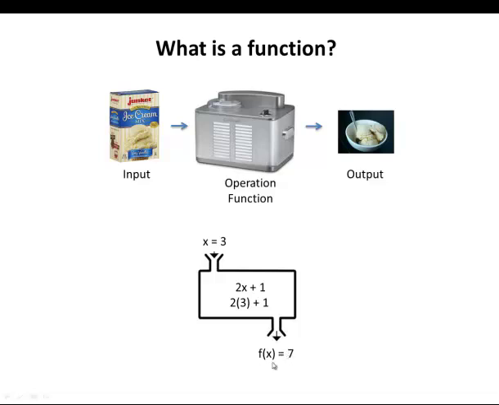We talked a little bit about function notation and how we write that. And so this just simply means the function of x. And f of 3, since we know that x is 3, we say f of 3 equals 7.